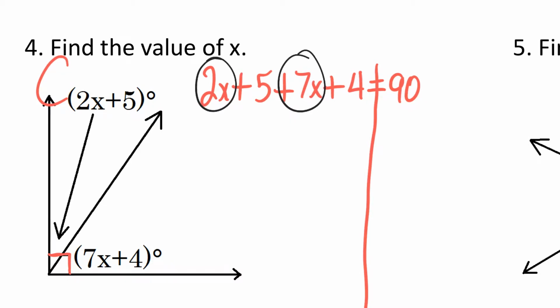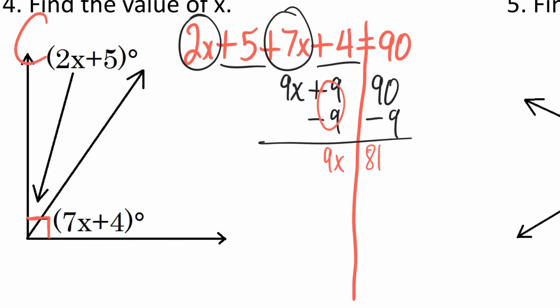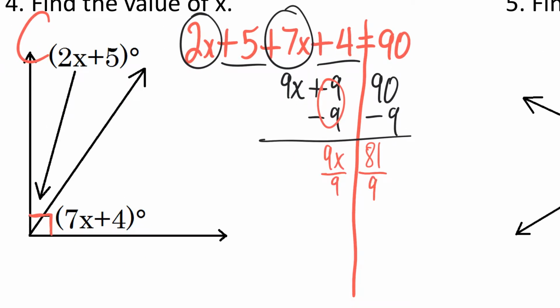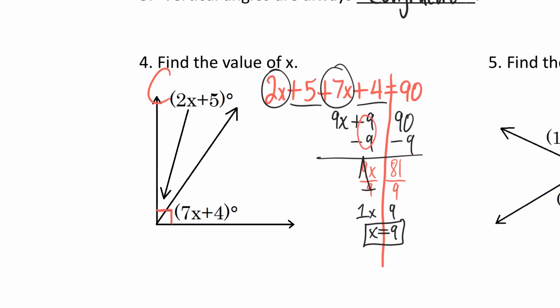Combine like terms. So 2x and 7x make 9x. 5 and 4 make 9. All right, so what do we do? Subtract 9 from both sides. These 9s zero out. 9x equals 81. Divide by 9. So x equals 9.